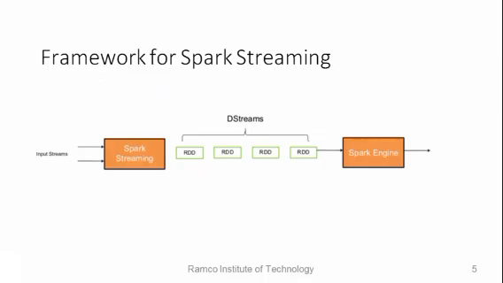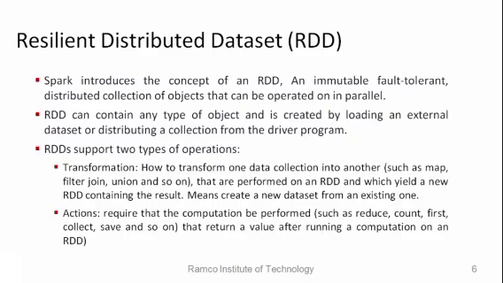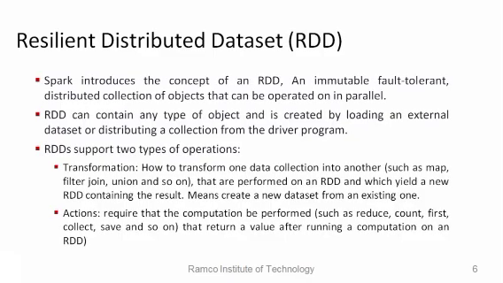And next, framework for Spark Streaming. Spark Streaming provides a high-level abstraction called a discretized stream or DStream, which represents a continuous stream of data. These streams can be created either from input data streams from sources such as Kafka, Kinesis, or by applying high-level operations on other DStreams. Internally, a DStream is represented as a sequence of RDDs. Now we are going to see what is an RDD, resilient distributed dataset.